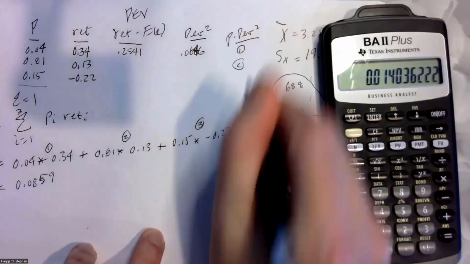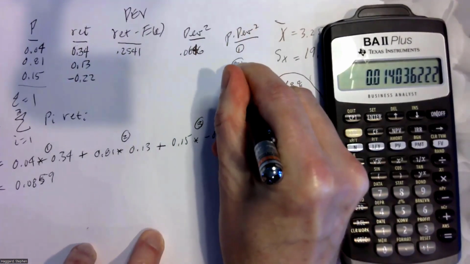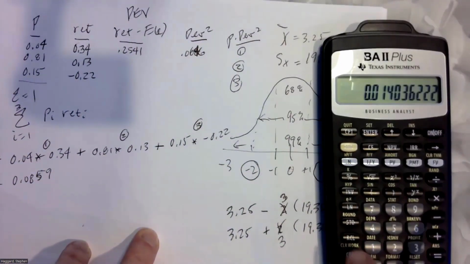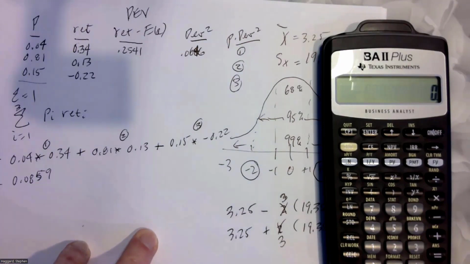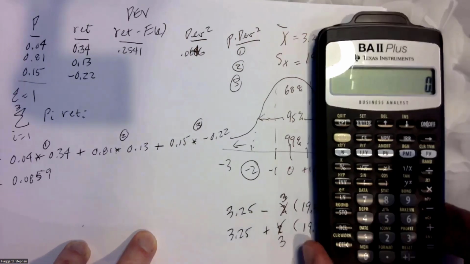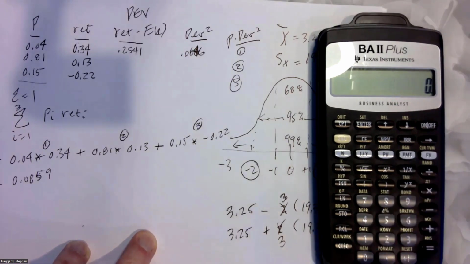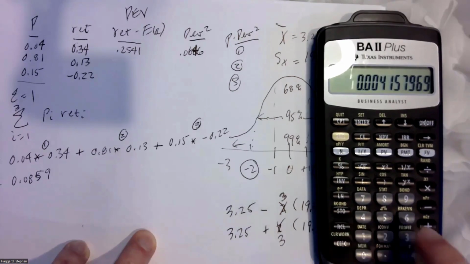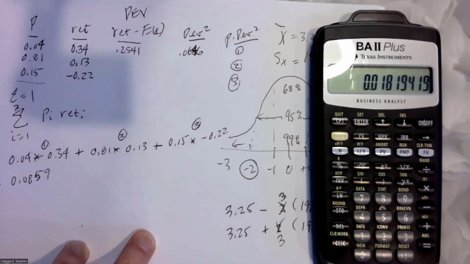So I've got this stored in location 2. I've got this stored in location 3. Now, I have all that stored. How am I going to figure out the variance of this thing? Add store 1. Oh, sorry. Recall 1, recall 2, recall 3. Recall 1 plus recall 2 plus recall 3 equals. I'm getting 0.018194 for the variance. And then how am I going to get from there to standard deviation?